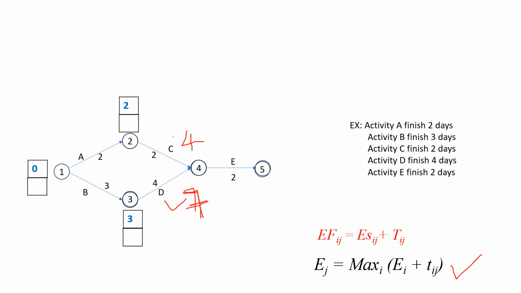Then here we have to consider the maximum time, that is 7. So next we have to see the finishing time at event 5 for activity E, that is 7 plus 2, 9.